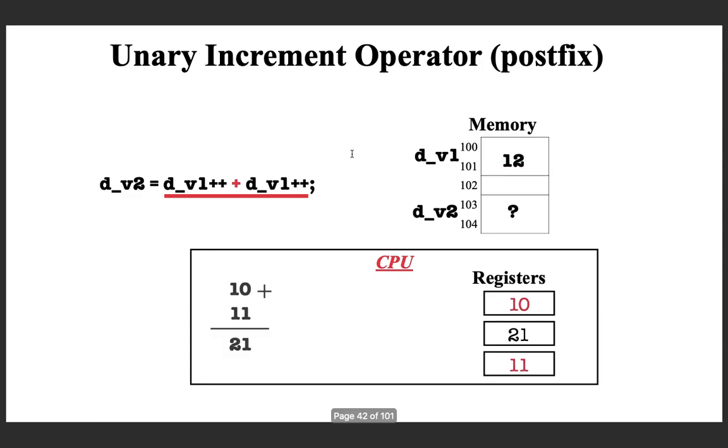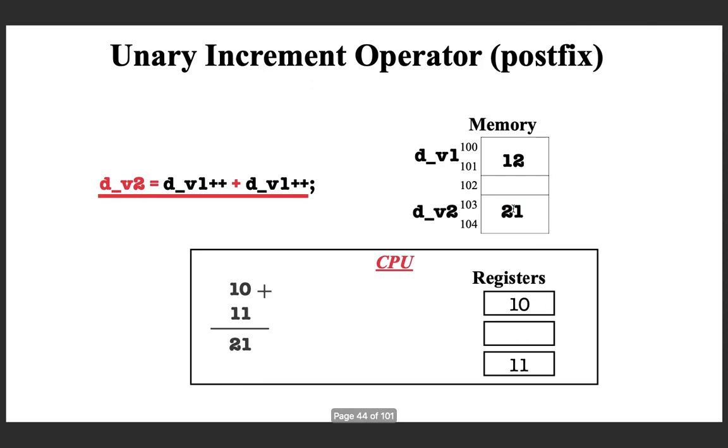Okay, and after that, now the binary addition is performed. So, actually the values in the registers are 10 and 11, and now the result 21 is available here and will be assigned to the LHS variable. So, now the assignment happens and the result, which is 21, is assigned to the decimal variable dv2.